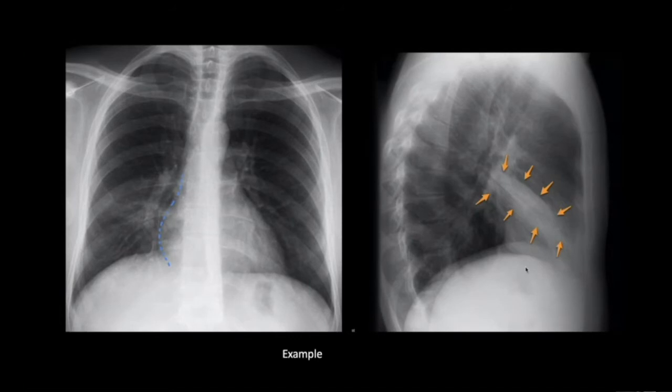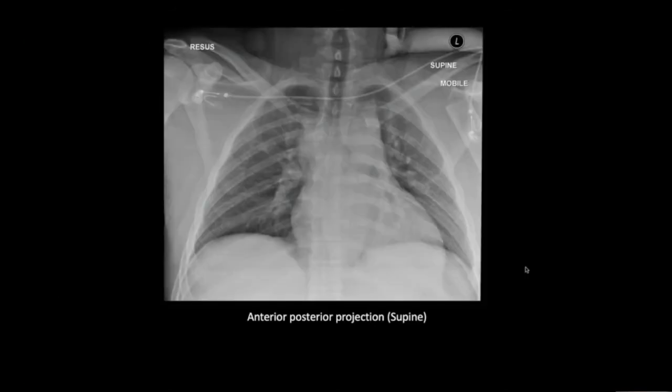This is an example of a subtle opacity in the right middle zone, causing possible obscuration of the right heart border. The complementary lateral chest radiograph shows a clear collapse in the right middle lobe. Anterior posterior or AP projection, sitting or supine position, may be performed if the patient is unwell. Please be aware that in this projection, the heart appears relatively enlarged, and scapula is usually in the way.